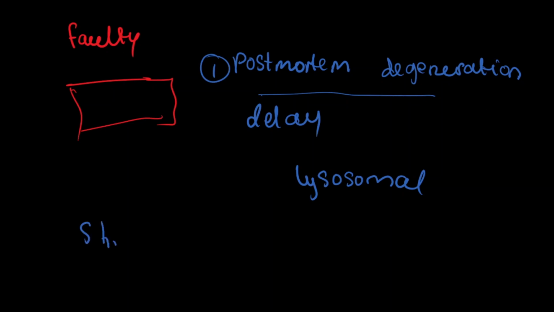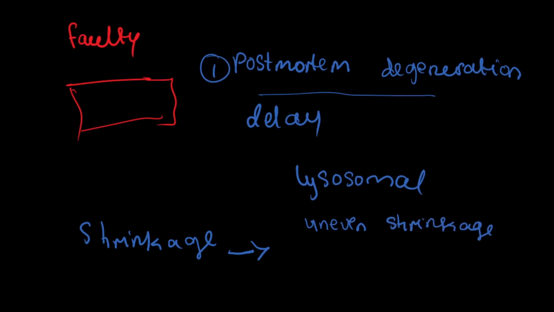Another artifact we'd be considering is shrinkage. Now, because of the reagents used for the preparation of a tissue, some of these reagents lead to shrinkage. Okay, and an uneven shrinkage generally leads to cracking. Okay, so we have cracking in this tissue components due to the reagent.